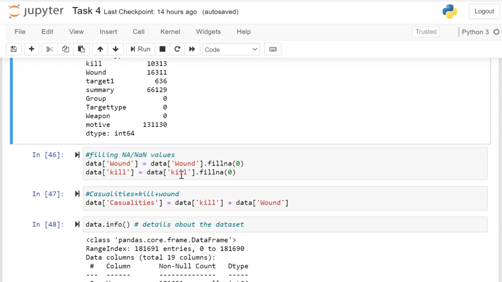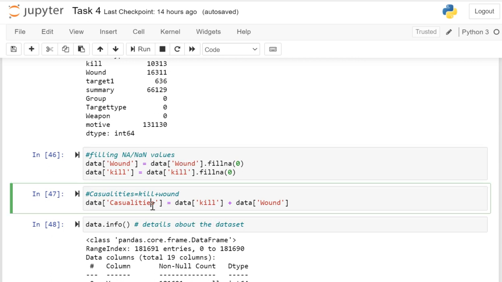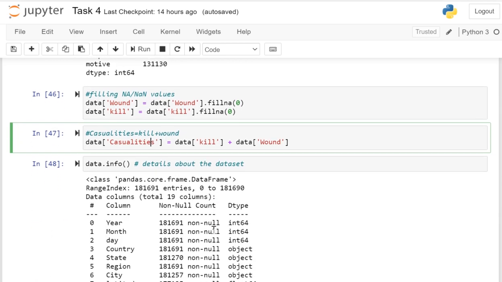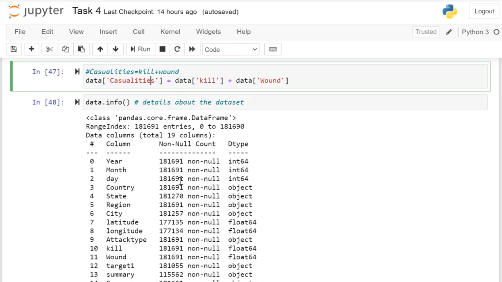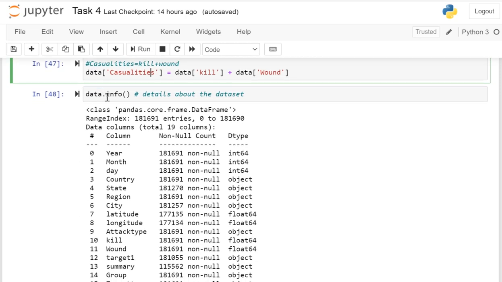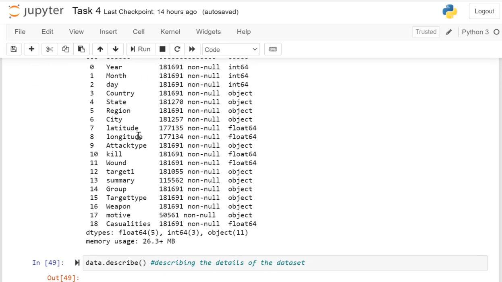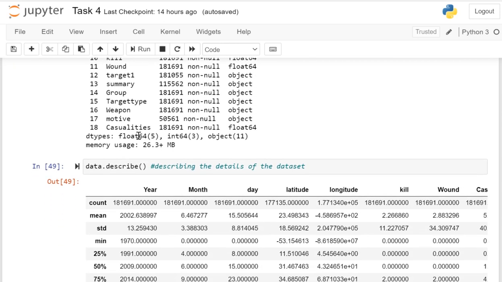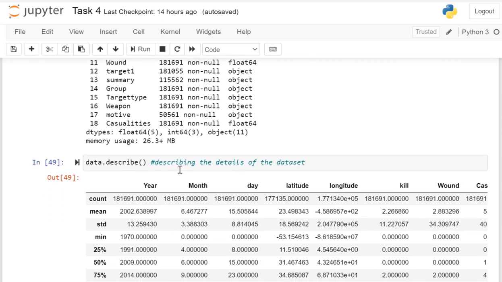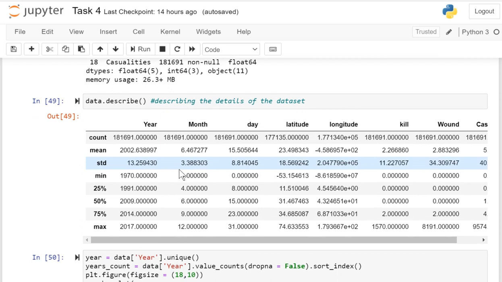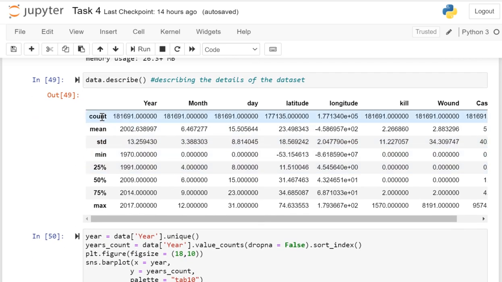And here we are filling not applicable values for the wounded and killed, and we are counting the number of casualties, which is killed plus wounded. We are displaying the details about the dataset using data.info, which is displayed over here, and data.describe describes the details of the dataset, which is the count, mean, standard deviation, minimum, etc.